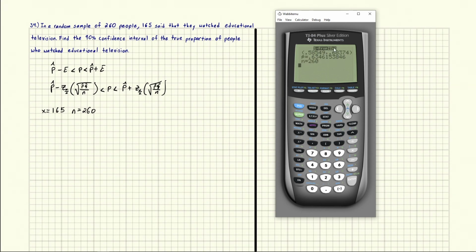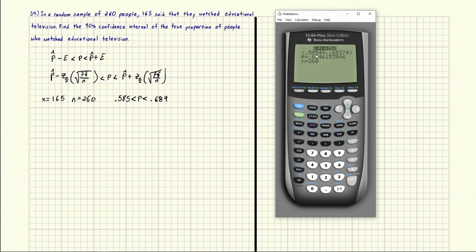So now what we would say is the true proportion, the population proportion, is in between two values. It's in between this lower value, 0.585, and 0.684. Now, how many places you round to is going to be determined by your professor. And this is our answer.